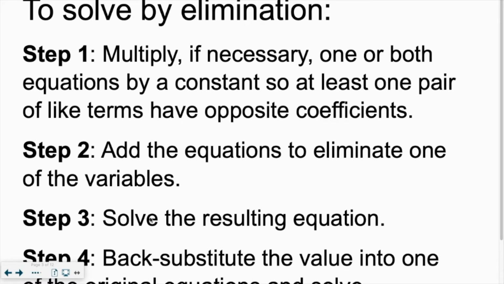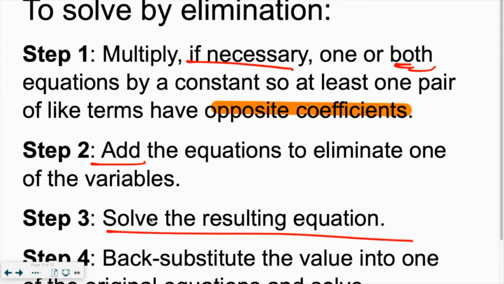Today, as you look at it, the 4 steps here. First, multiply, if necessary, one or both of the equations so that we have this goal of opposite coefficients so that one of the terms will cancel out. As you can see here, we talk about adding. Then we're going to solve the resulting equation. And then whatever we get for that answer, whatever our solution is, we're going to sub it back into one of the original equations again.